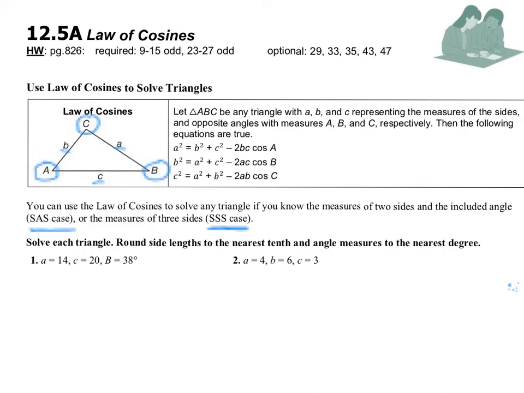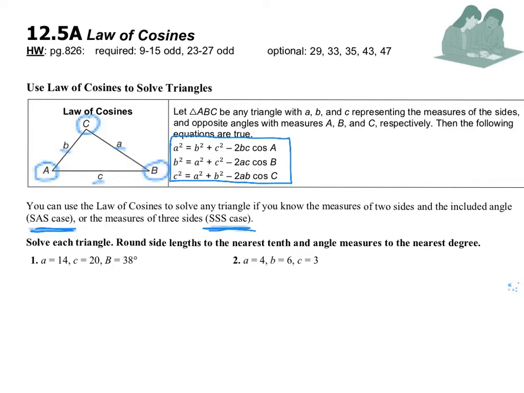So if you're given all three sides, SSS, or two sides and the angle in between, SAS, there's going to be one solution always. You won't have the ambiguous case like you did with law of sines. Alright, so here are your three law of cosines.